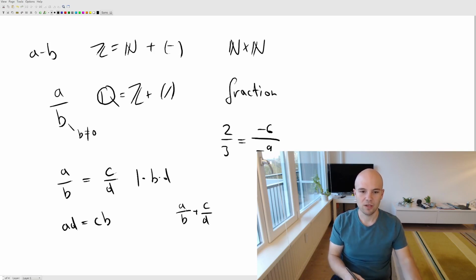So what do we do? We multiply the left fraction by d and the right fraction by b. So what do we get here? We get a times d over b times d plus c times b divided by c times d. Well, you can't see this. This is bad. So let me just redraw this.